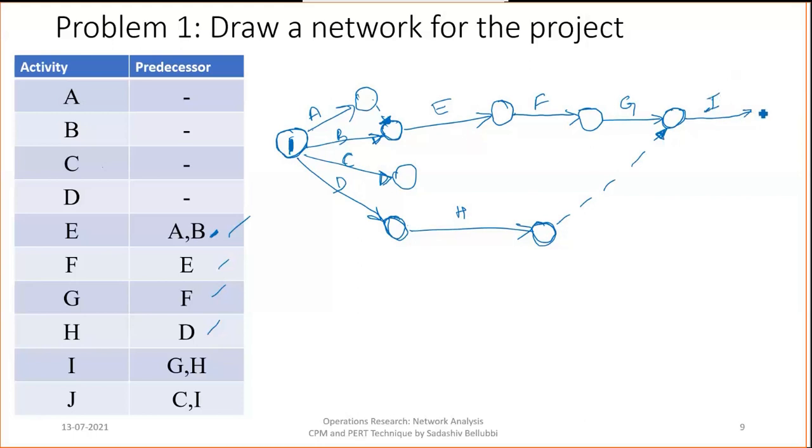Now I is also finished. Now for J, C and I should be finished. C is here, I is here. Now I'll connect this by a dummy.